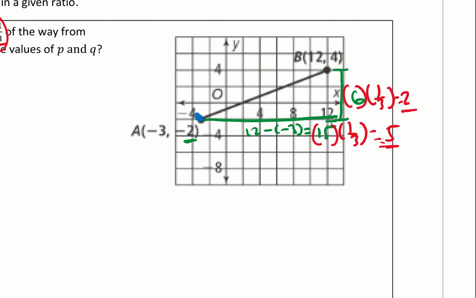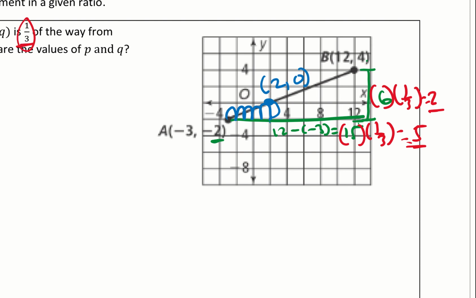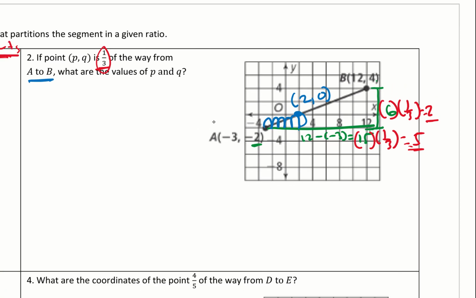So from A, I got to be careful because remember, each of these is worth 2. So it's 1, 2, 3, 4, 5. And then I'm going to go 2 spaces up, which is really one of these. So I'm over here. So the coordinate is 2, 0. All right, so there's my coordinates.